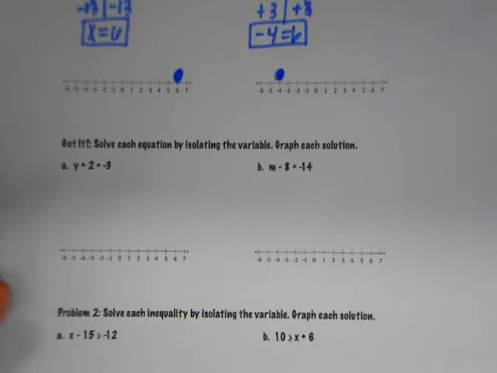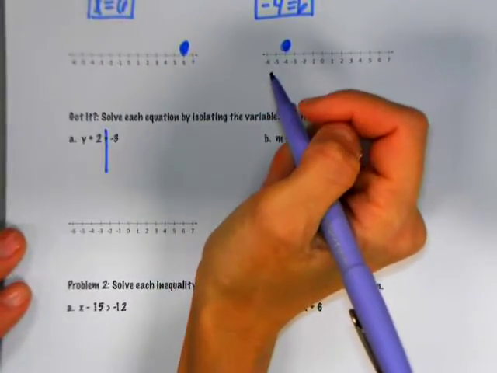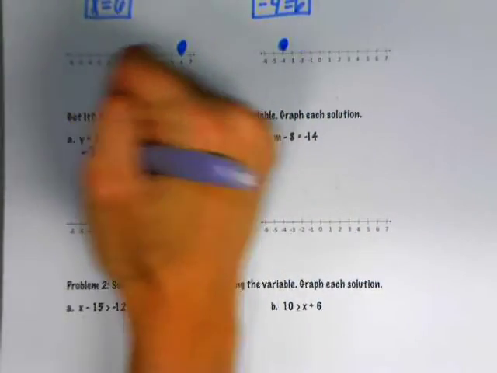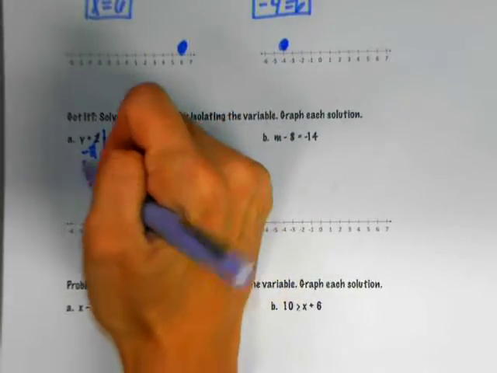All right, let's go over this. So, on the left side here, we have a plus 2. How am I going to make that into 0? Yep, a negative 2. So you get y equals negative 5.